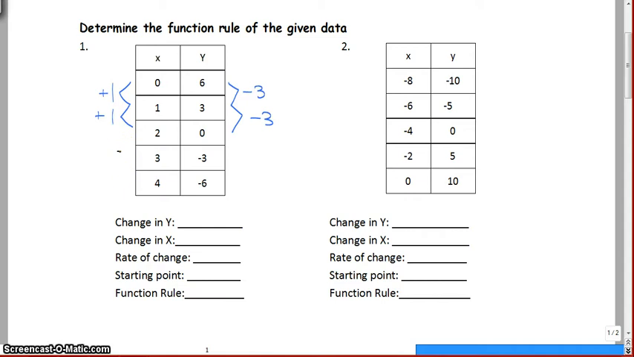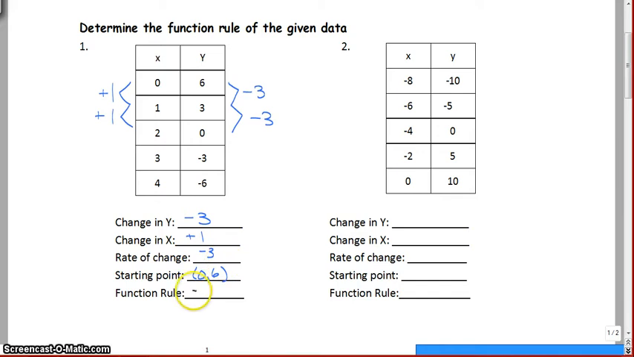So our change in Y is we're going down 3, our change in X is we're going up 1, so the rate of change is Y over X. So we have a rate of change of -3 over 1, or just -3. Our starting point is when X is equal to 0, so we just have to look at the chart and we get 0, 6. So what is our function rule?